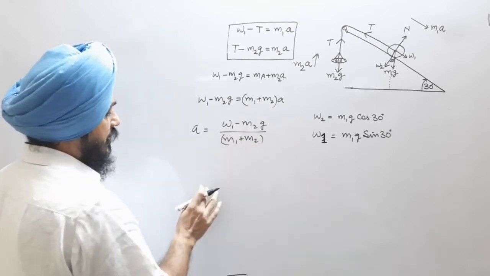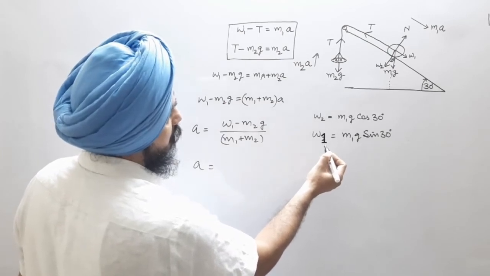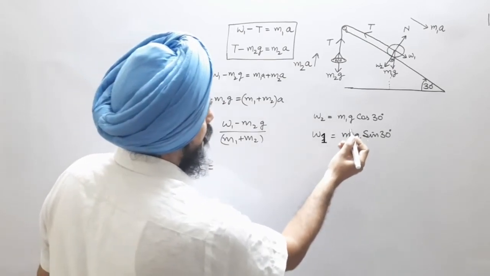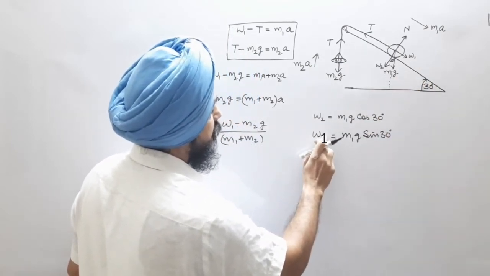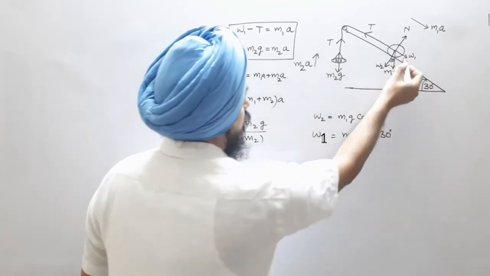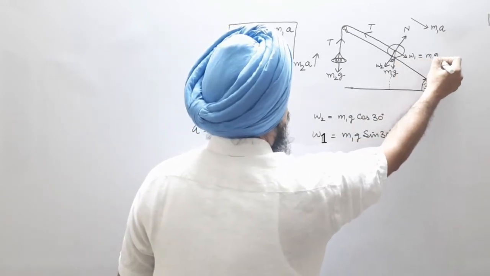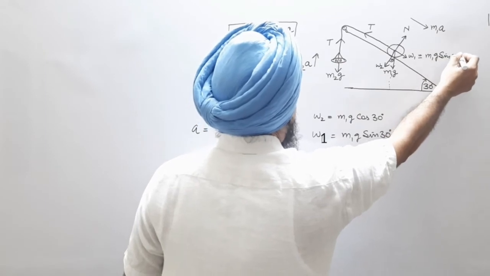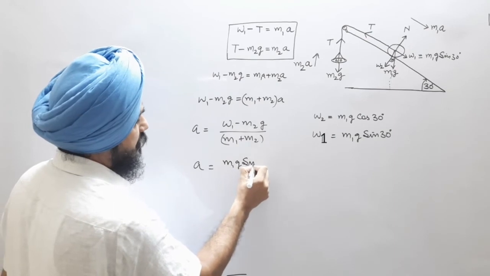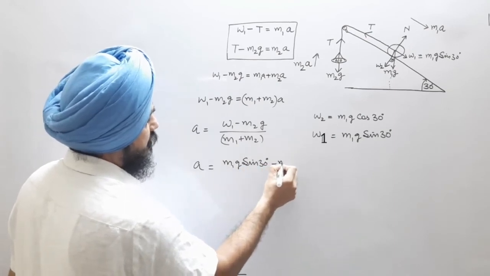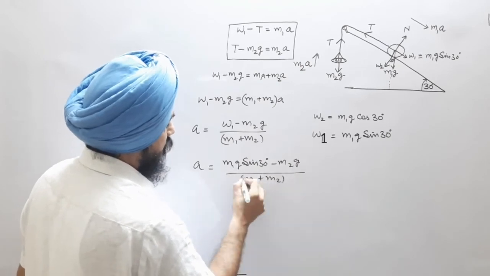Here we can put the value of W1 as we have calculated here. I have mistakenly written W2 here, so this was W1, because it is the sine component, M1G sine 30 degrees. So the acceleration is M1G sine 30 degrees minus M2G upon M1 plus M2.